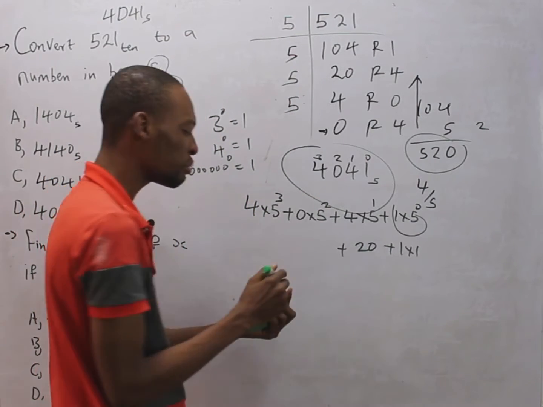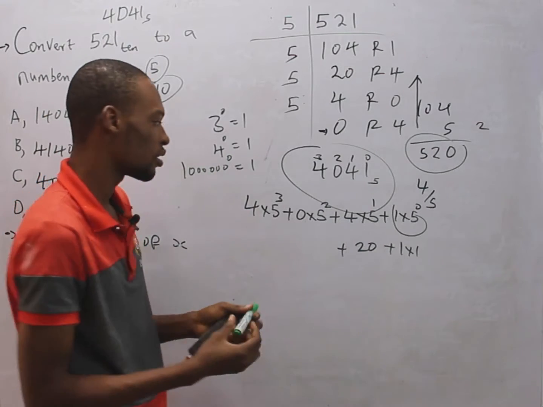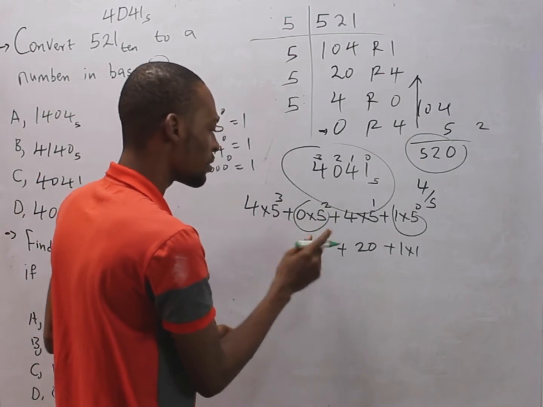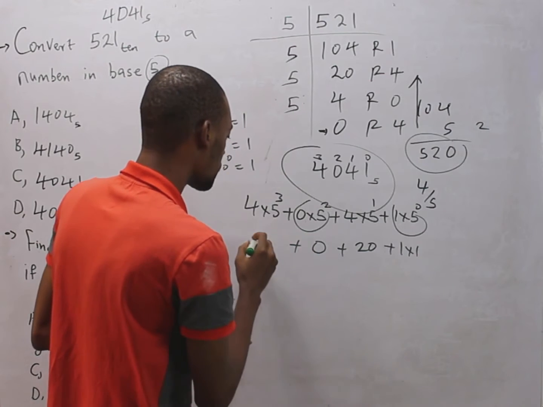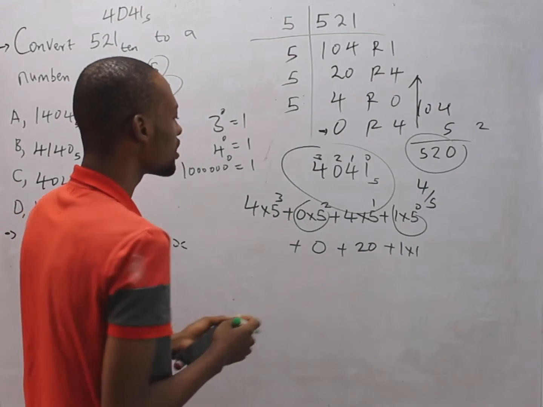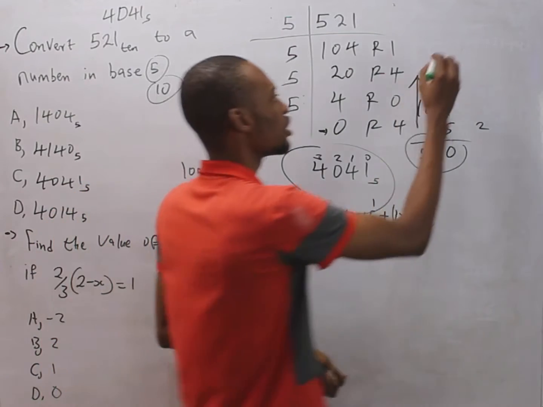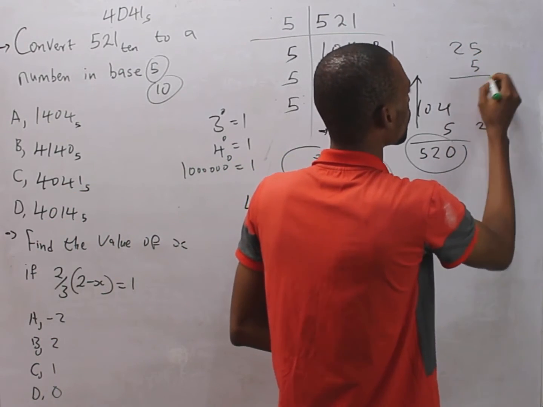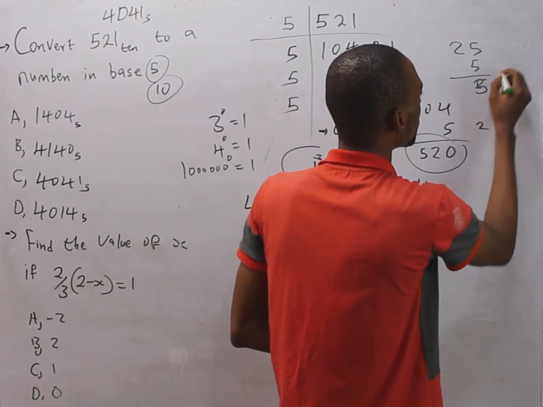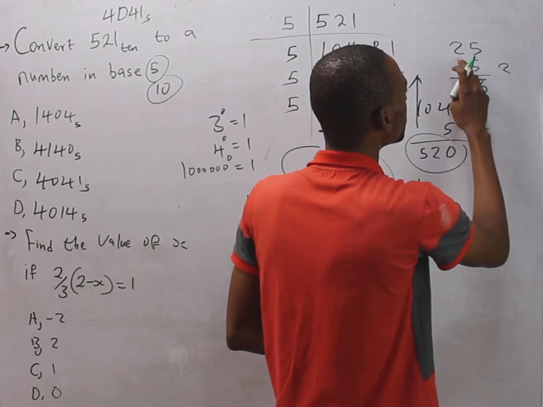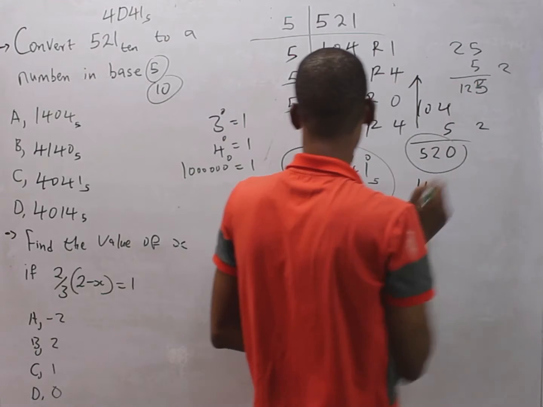But 0 times any meaningful number, you get 0. So this is automatically 0 because of times 0. 0 plus 5 raised to the power of 3 is 5 times 5 times 5. 5 times 5 is 25. 25 times 5, 25, carry 2. 5 times 2, 10, plus 2, 12, 125.